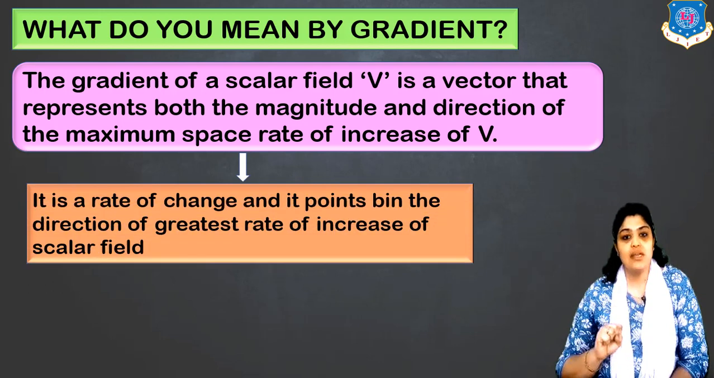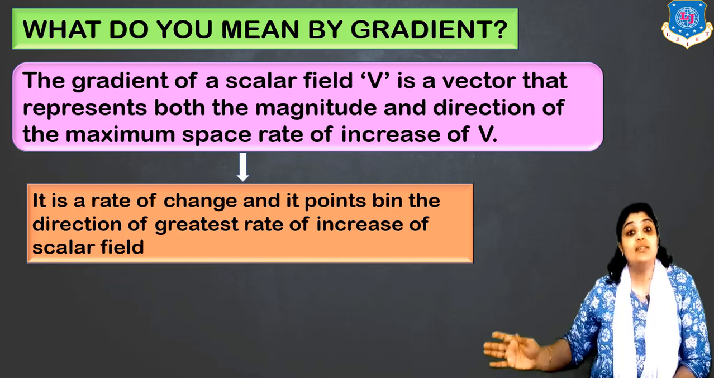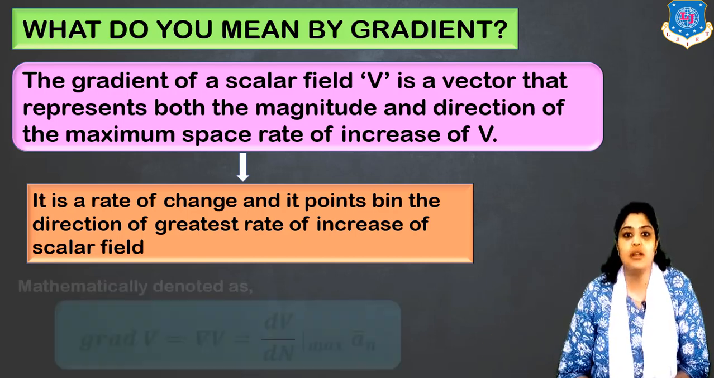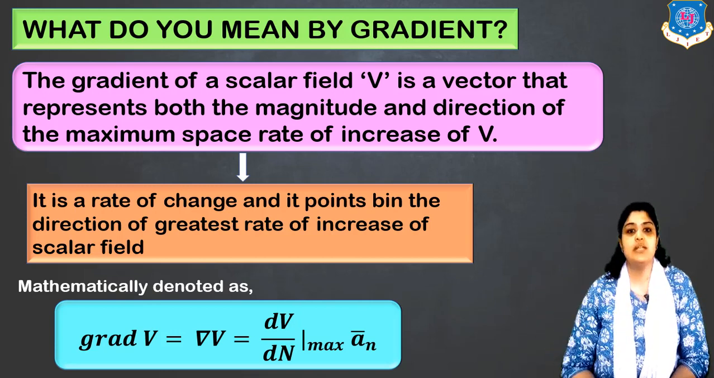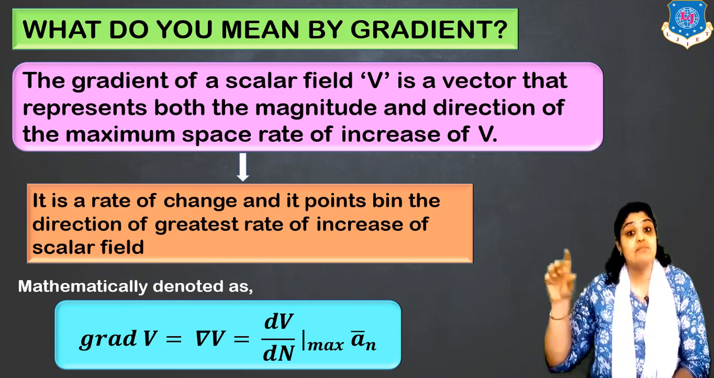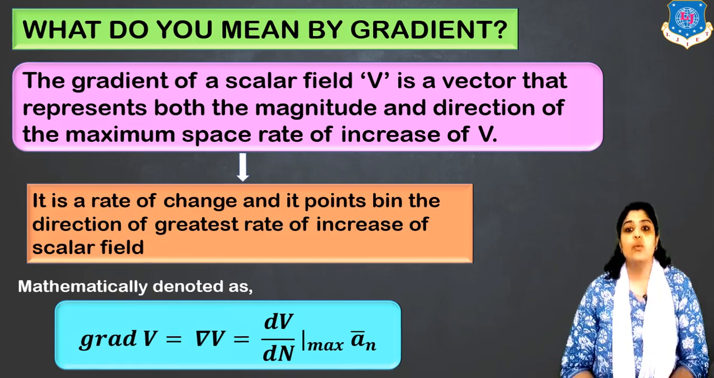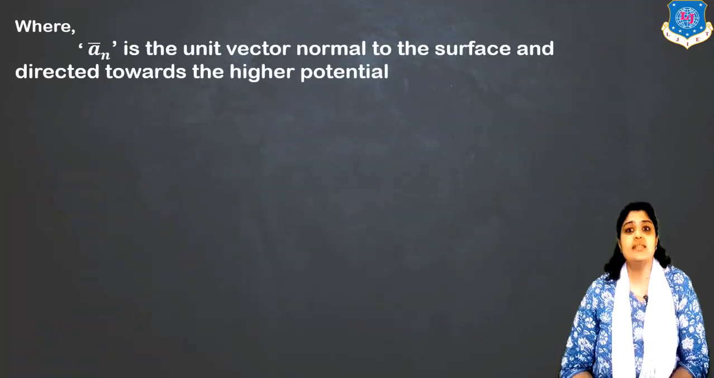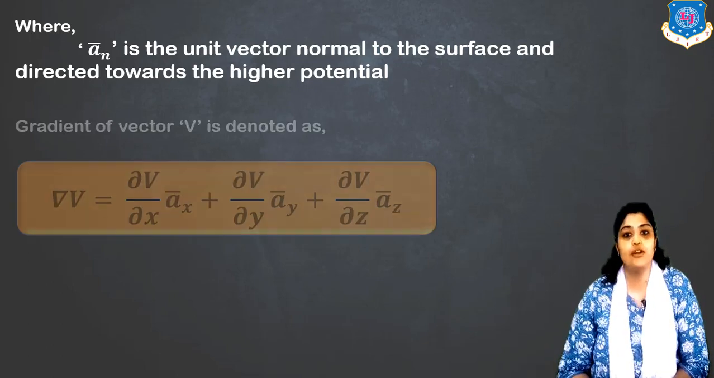Let's see what exactly this means. This is nothing but a rate of change, and it always points towards the greatest rate of increase in any particular field. If you want to denote a gradient mathematically, it is denoted as del V. Inverted del V is equal to dV by dN, that is the maximum, because the direction is always towards the maximum rate of change, into AN, where AN is the unit vector which is normal to the surface and is always directed towards the highest potential or the maximum rate of change.